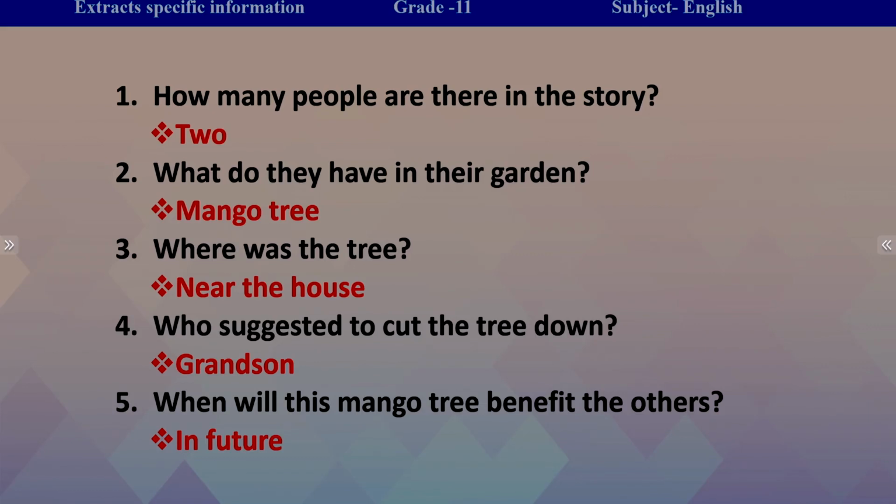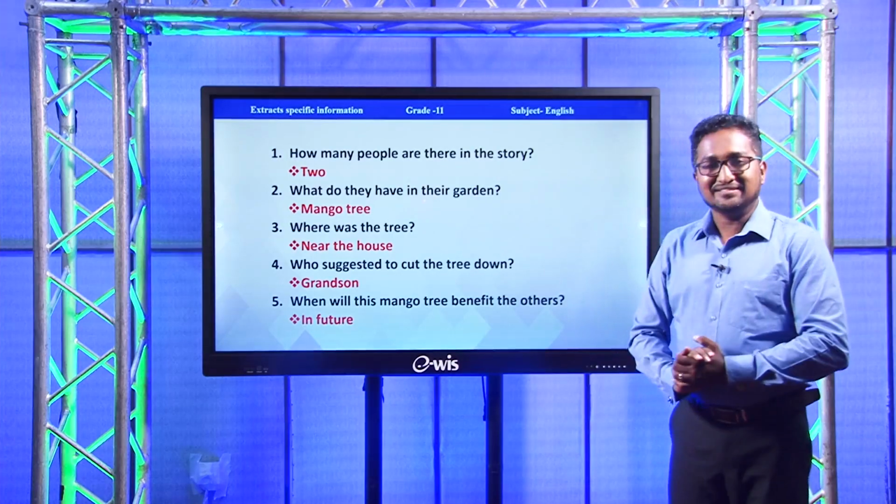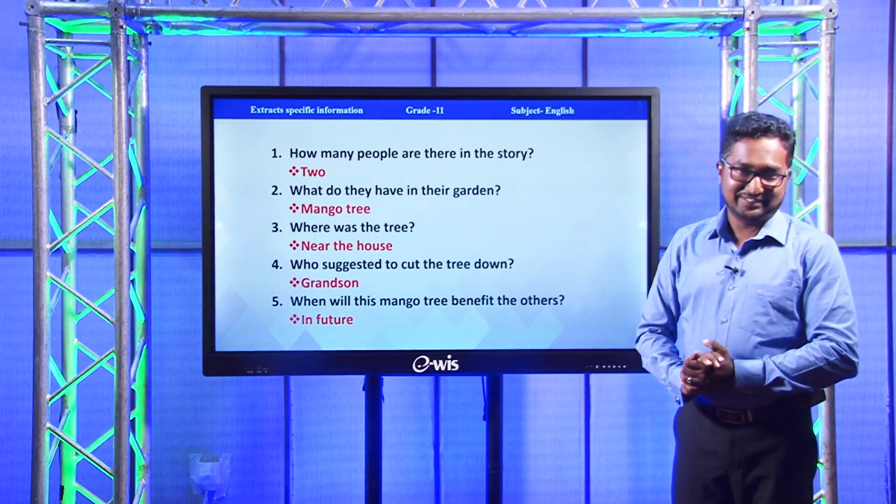Where was the tree? Near the house. Who suggested to cut the tree down? The grandson. Good. When will this mango tree benefit the others? Yes, it would benefit the others in future. Right. With that understanding, we'll move to the next activity.